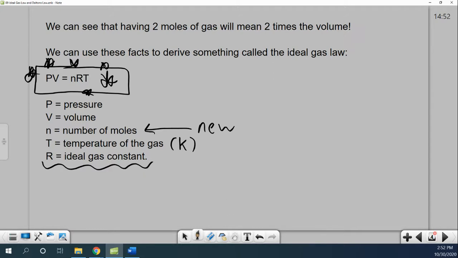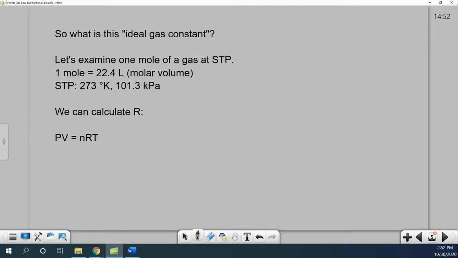Well, not random number. We're going to figure out what that number is, but it's called the ideal gas constant. Now, if you change pressure or volume or temperature, your ideal gas constant will change. And so this ideal gas constant only works at a set pressure and temperature, which is fine because we do a lot of our experiments at standard temperature and pressure. And then we know that our ideal gas constant will always be the same for every gas. So what is this ideal gas constant? Well, it's just a number.